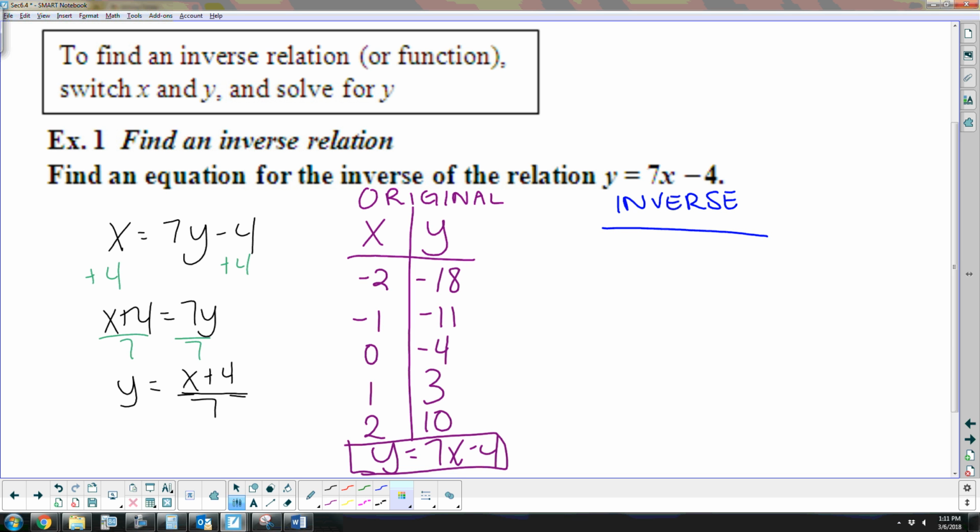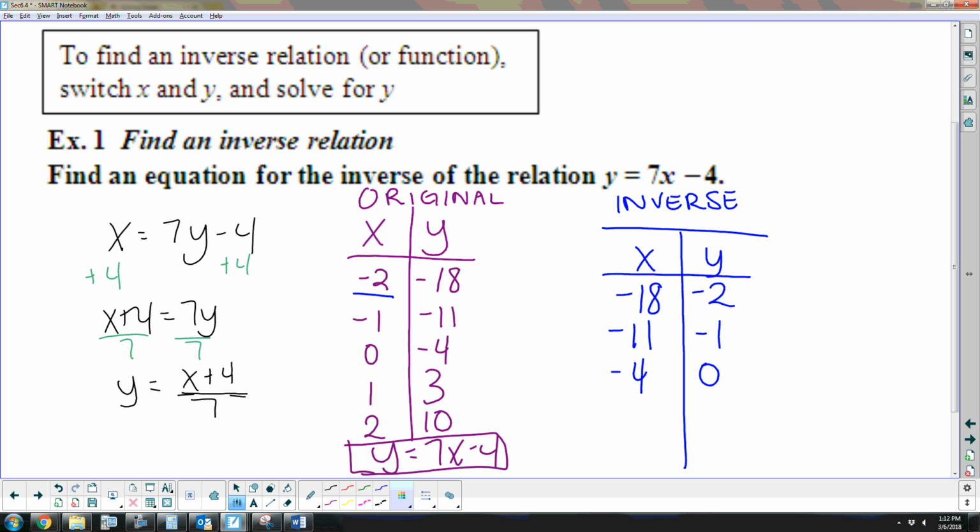So in an inverse function, we have our x, we have our y, but our x value from our original is now our y value. And our y value from our original is now our x value. So we can rewrite our table just by switching the x and y values. -4 and 0, 3 and 1, and 10 and 2.